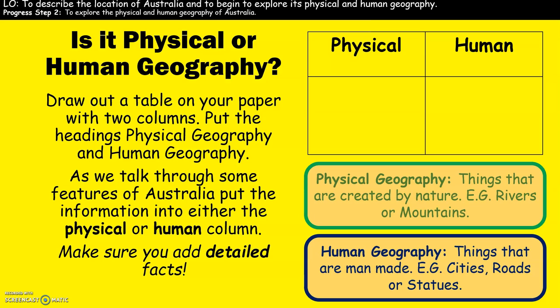Now I want you to add some detail to that. So not just the name of the place, I want you to give a bit more information than that because you'll need it for the task that we'll complete at the end. So remember, physical geography are things that are created by nature, so for example rivers or mountains, and then human geography are things that are man-made, cities, roads or statues. So if you just want to pause the video here, you can do, and you can draw your table out, but I'm going to move on straight away and move on to the different features.